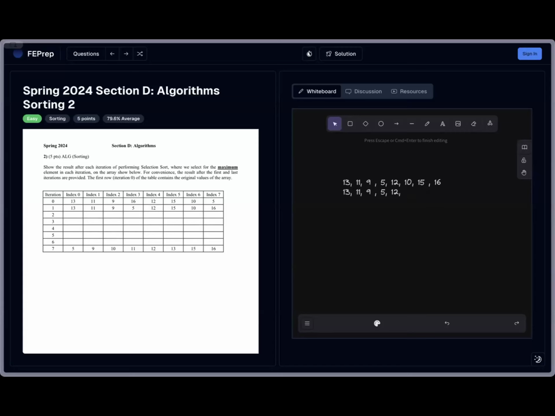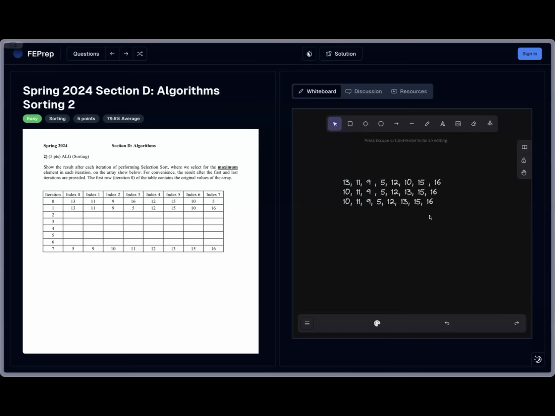From there, it's actually going to do this. 10 is going to take the place here. We'll do 13, 15, 16. And then from there, we have 10, 11, 9, 5, 12, 13, 15, and 16. Because the next largest to 13 is going to be 12. And because 12 remains in the same spot, since it's less than 13 but greater than 5, we keep it in the same spot.